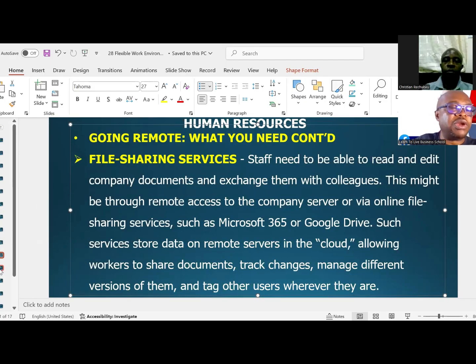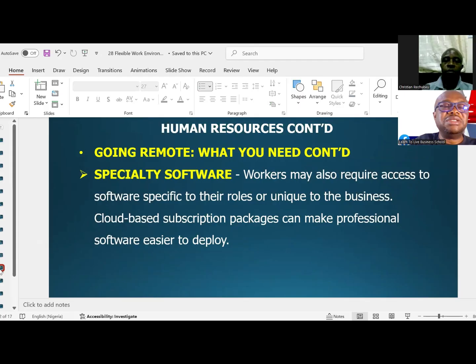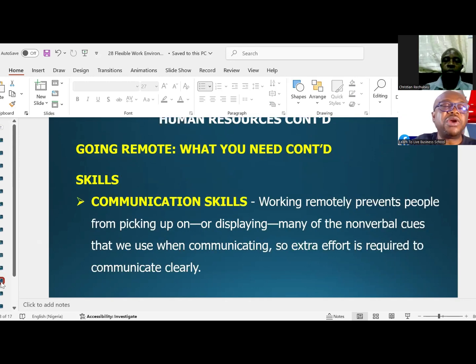Now, moving up, specialty software. Workers may also require access to software specific to their roles and unique to the business, like those in project management. You have special kinds of software to coordinate the project from different locations.